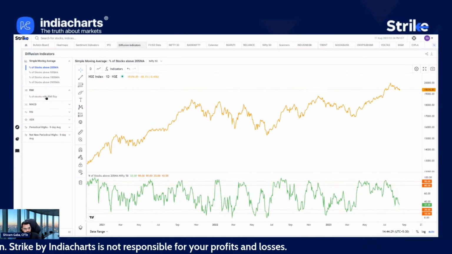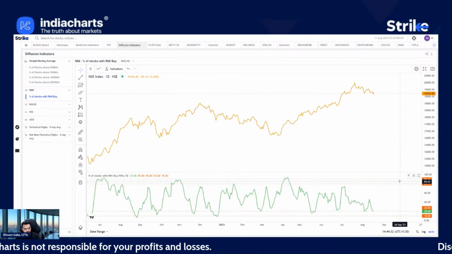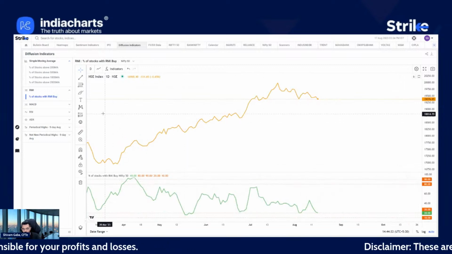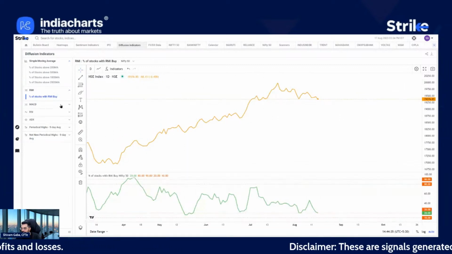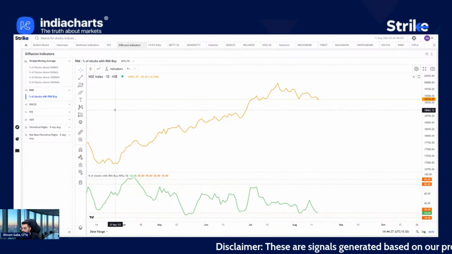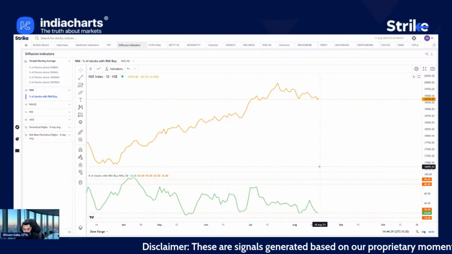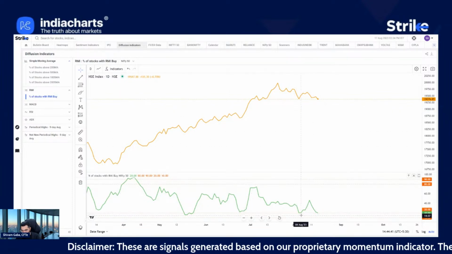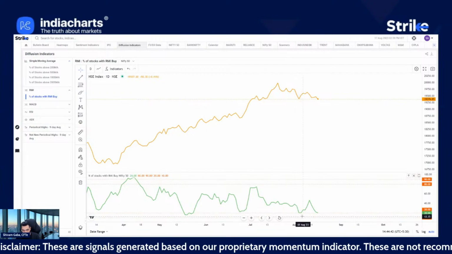But if we look at this percentage of stocks with RMI buy, which means what percentage of stocks have their RMI indicator in bullish mode, that is right now at 20, and last time also it was at 20.